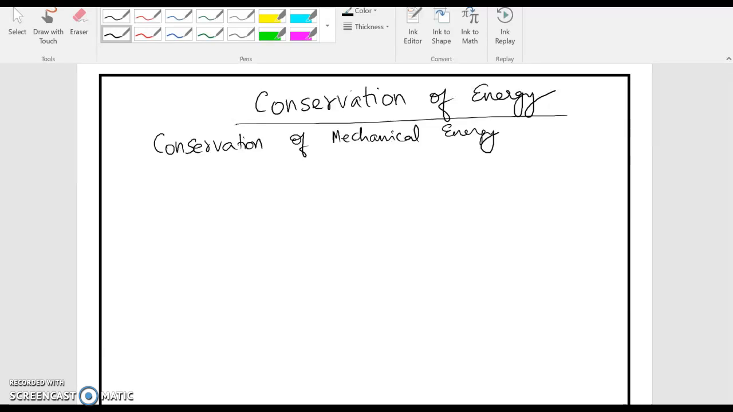Conservation of mechanical energy. Conservation of mechanical energy states that the total mechanical energy of a system stays constant under certain conditions. First, let's talk about what mechanical energy is. Mechanical energy is the sum of potential plus kinetic energy. So, PE plus KE is equal to mechanical energy.